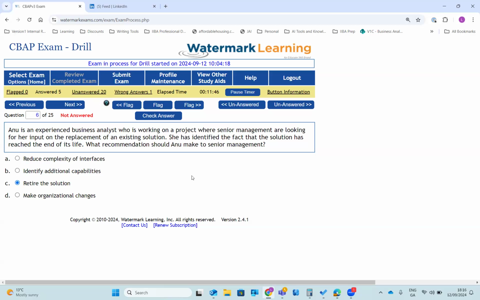What is it saying in the question? Maybe we can identify additional capabilities. And why do you think, Lanjil, it's B, identify additional capabilities? Yeah, I just read the part where it says she's identified the fact that the solution has reached its end of life. I know that C sounds more like, yeah, retire the solution, but if there are any other additional capabilities, maybe. Yeah, that's a good logic too.